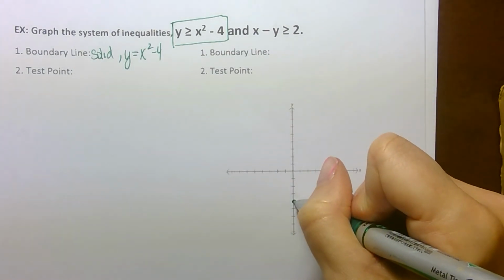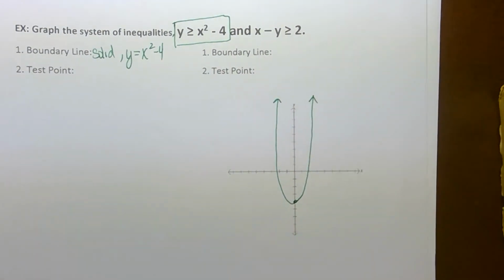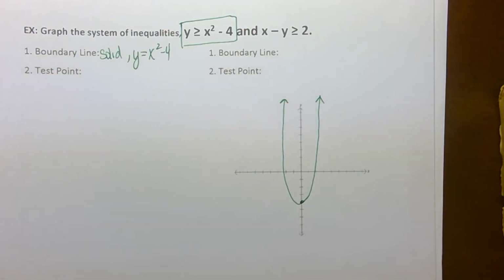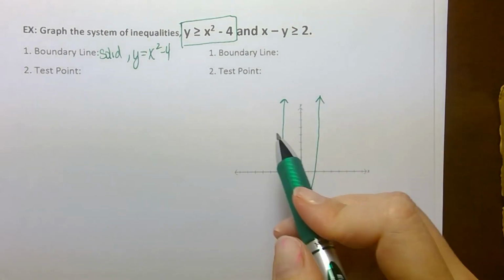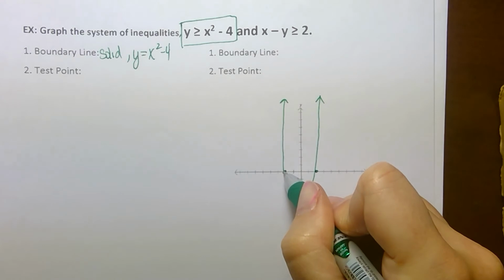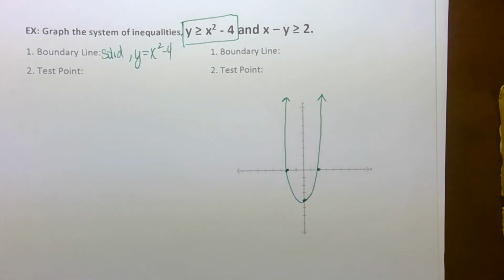Now I'm not going to be super concerned about the x-intercepts right this second. I'm just going to sketch a parabola. I know it opens up. I think I got my x-intercepts pretty close because 2 squared minus 4 is 0, so I'm going to intercept at 2 and negative 2. Yeah, that's better. Okay. So there's my parabola, test point.